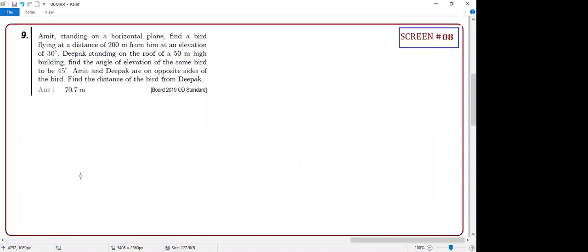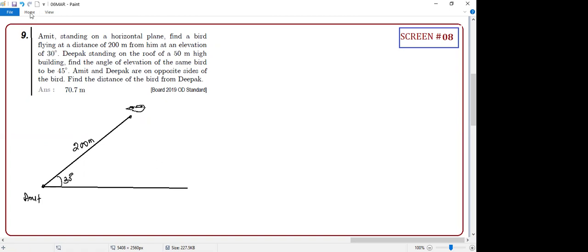Amit standing on a horizontal plane finds a bird flying at a distance of 200 meters from him at an elevation of 30 degrees. Yes, stop there. Okay. So Amit is here, and he's looking at the bird here. How much distance between this? 200 meters. Now, in which angle? 30 degrees. Right. And this is the line joining with the ground.